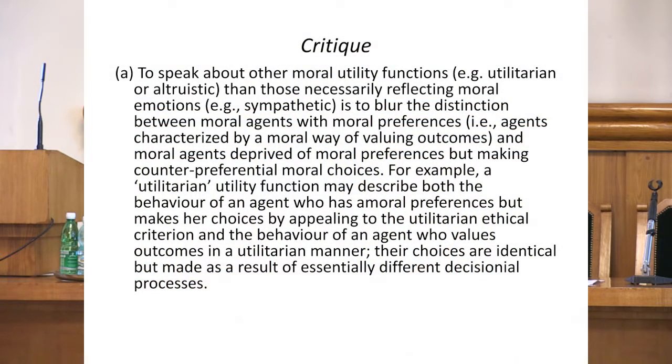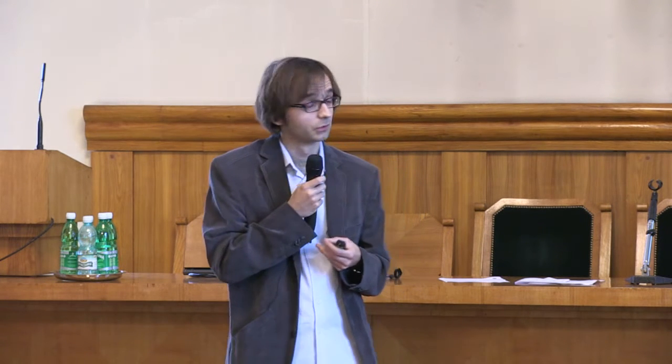Just to give an example, the utilitarian utility function, which I presented before, may describe, if we look only at the utility function above, the behavior of an agent who has amoral preferences but makes her choices by appealing to the utilitarian ethical criterion, and the behavior of an agent who values outcomes, so to say, spontaneously in a utilitarian manner. Their choices are identical, so when we look from outside at the outcomes of their behavior, they are indistinguishable, but it's clear that they are made as a result of essentially different decisional processes. In the first case we have some kind of counter-preferential moral choice. We act not in accordance with our utility functions, nonetheless we use the utilitarian criterion of ethical choice. In the second case, we are acting in accordance with our utility functions because our utility function has a utilitarian character. And so this important distinction is lost, so to say, in translation.